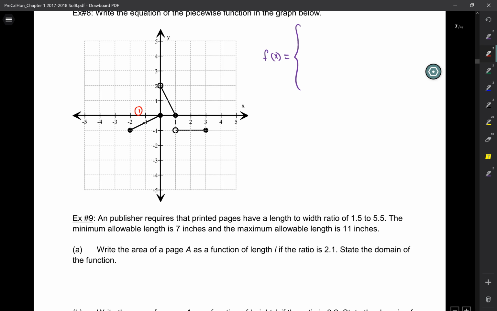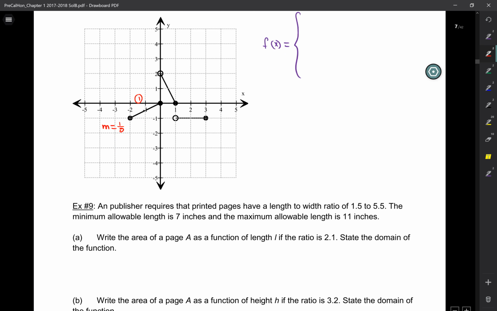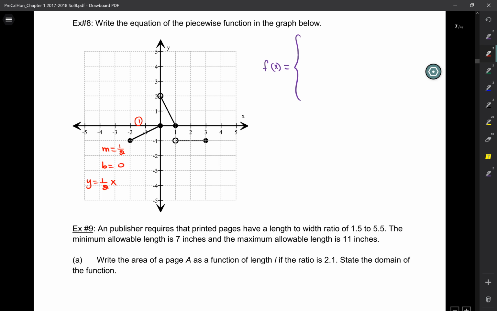So what is the slope for this one? 1/2. And you also have the y-intercept for this one, right? What is the y-intercept? 0. So the equation is y equals 1/2 x. So here, I don't write the y equals part. I just write 1/2 x, comma.